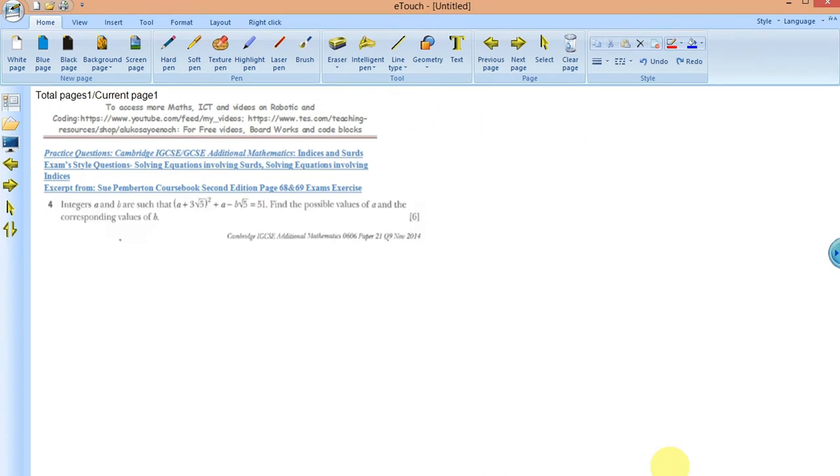Okay guys, here is the next question. Integers a and b are such that (a plus 3 root 5) all squared plus a minus b root 5 equals 51. Find the possible value of a and the corresponding value of b.